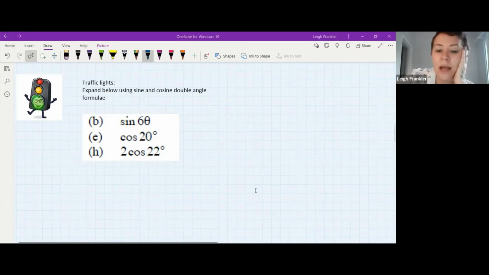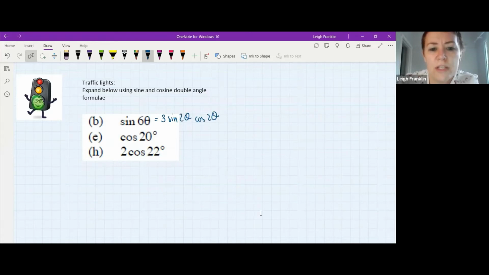So instead of me telling you the answer, is there somebody who would like to tell us what they got for B? Anyone? Ma'am, I got 3 sine 2 theta cos 2 theta. So 3 sine 2 theta cos 2 theta. Is that what you got? Yes, ma'am. Okay.